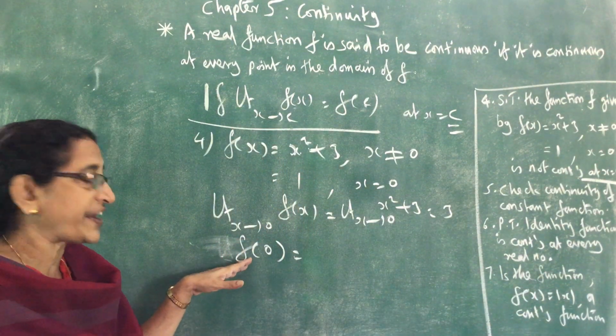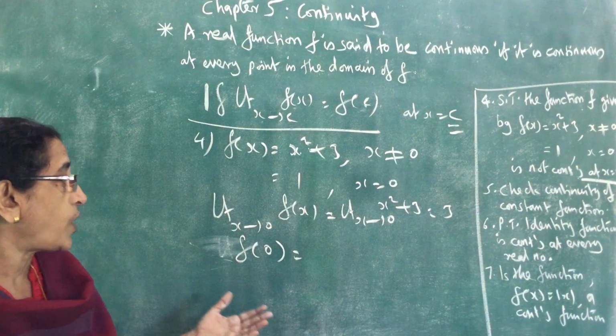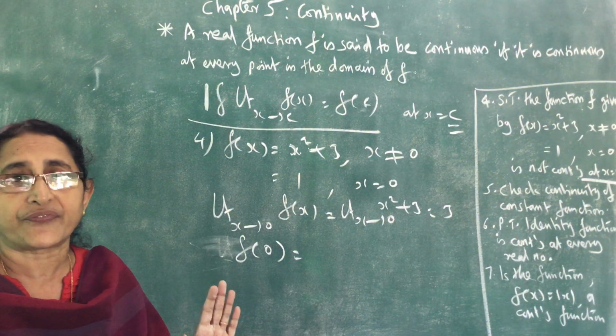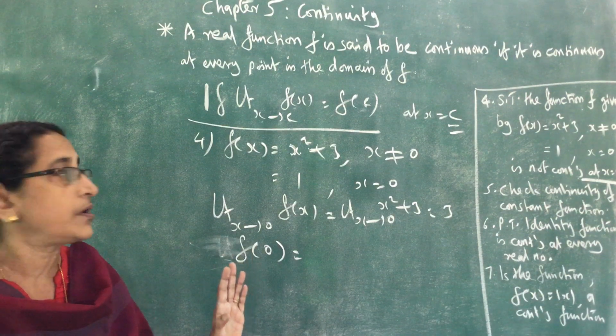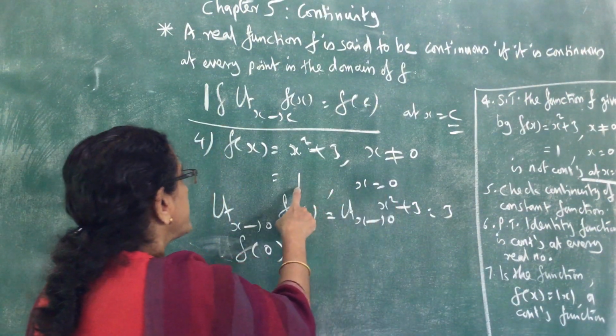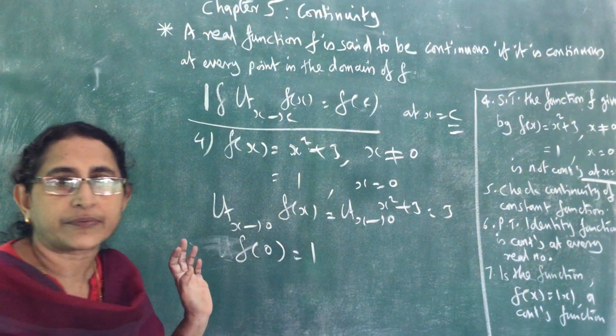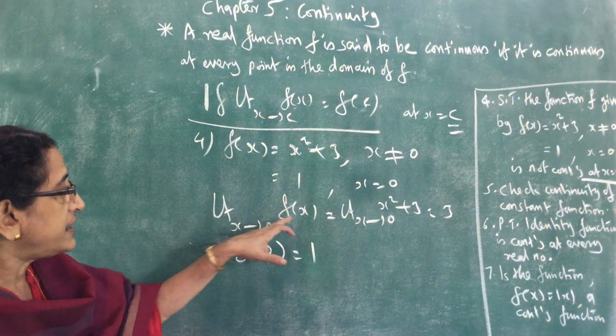Now we want to find f of 0. What is f of 0? That means value of the function f of x when x is equal to 0. So when x is equal to 0, what is the value of the function? 1. So we got the limit of the function.